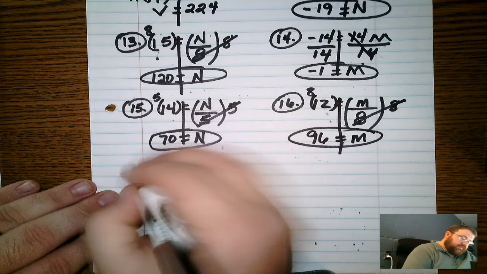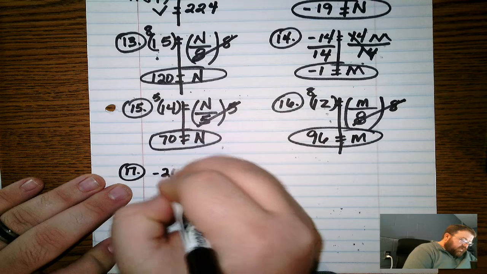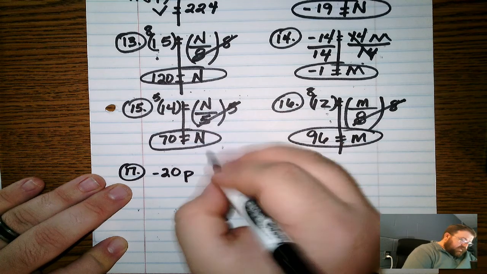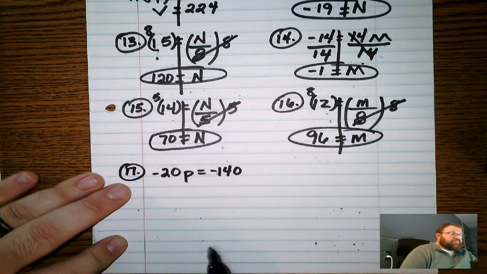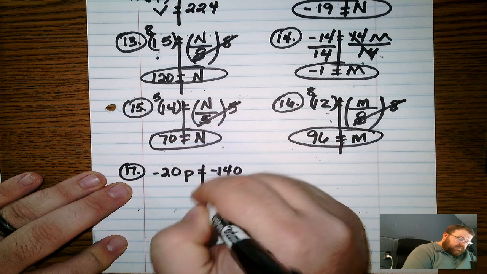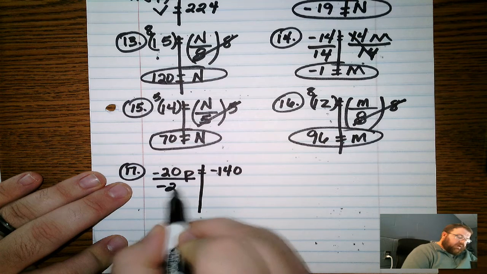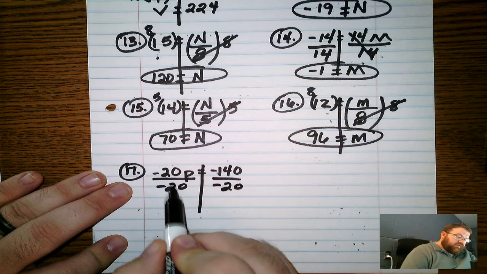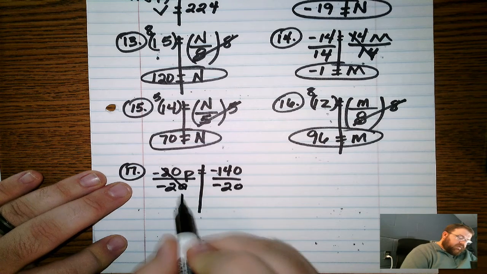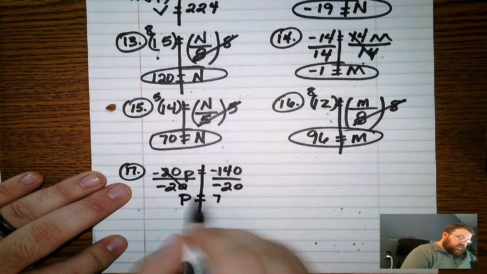Number 17 is negative 20p is equal to negative 140. Draw my line. The negative 20 is trying to multiply, so I'm going to divide both sides by negative 20. Negative 20 divided by negative 20 is 1. So p is equal to positive 7.